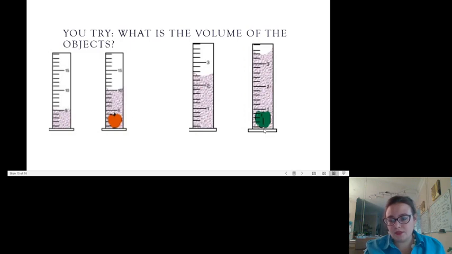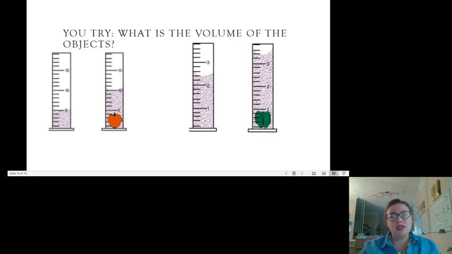On this one, we see it's in increments of not 0.1 but 0.2: 2.0, 2.2, 2.4, 2.6, 2.8, 3, 3.2, 3.4 is what we have with the green object. And we started with 2.4. 3.4 minus 2.4. This green object has a volume of 1 milliliter.